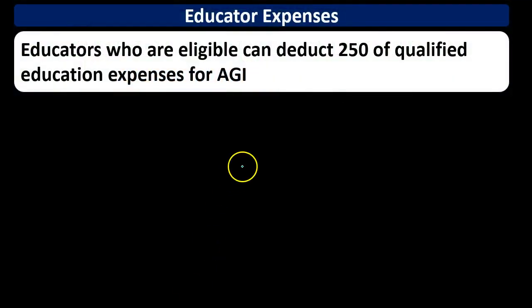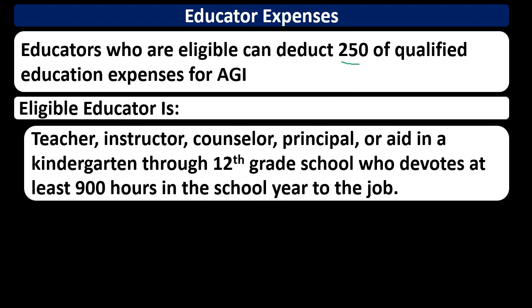If qualifications are met, then educators can deduct $250 of qualified education expenses for AGI. So there's that cap of $250 per educator. So who is a qualified educator? Eligible educators include a teacher, instructor, counselor, principal, or aide in a kindergarten through 12th grade school who devotes at least 900 hours in the school year to the job.